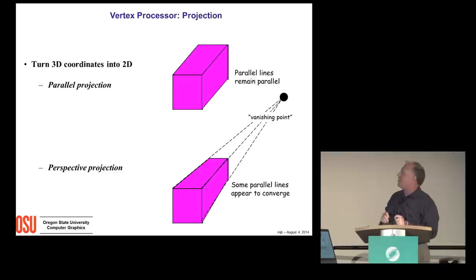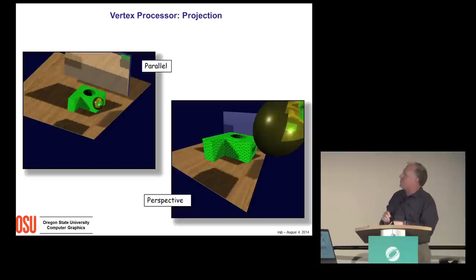Here's what it looks like in real images. This, of course, is how we see things in real life. Things get smaller as they get farther away. Here it is with orthographic or parallel. It looks weird, but we use it sometimes when we're designing geometry because we can compare sizes of things that are deep in the scene with sizes of things that are in the front.